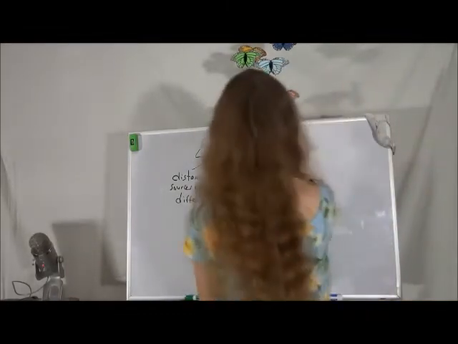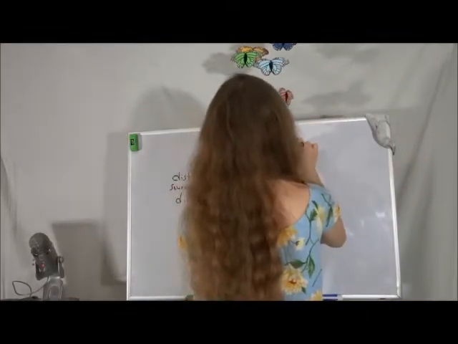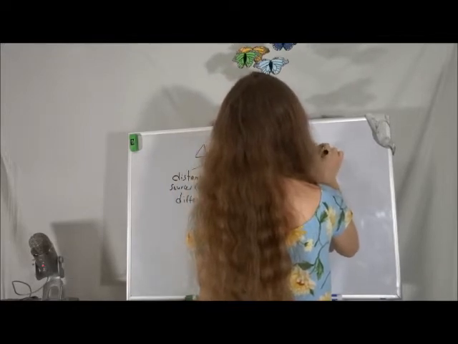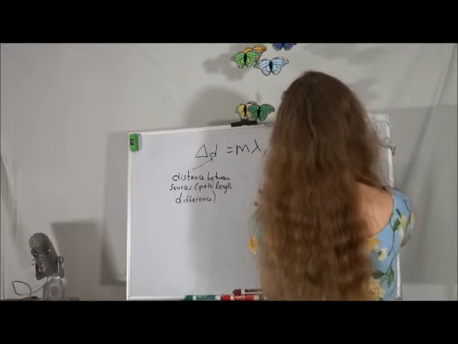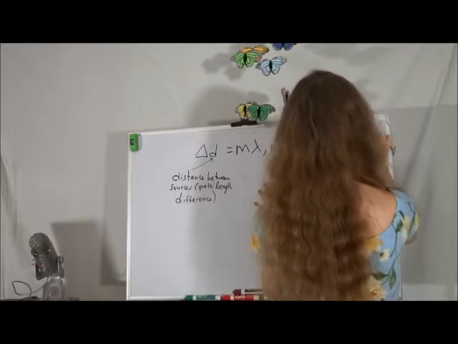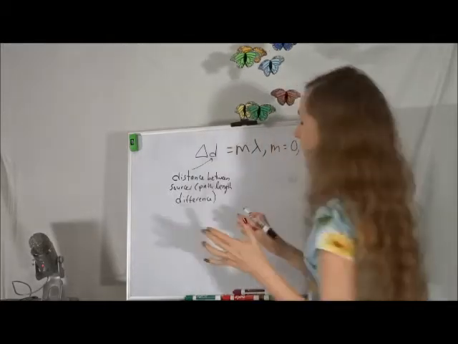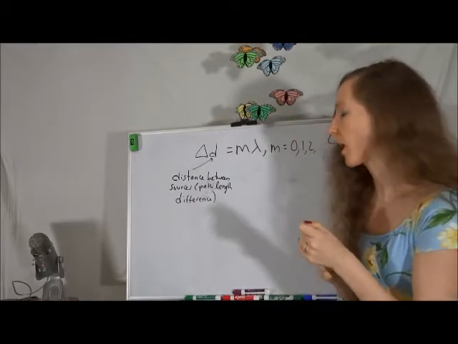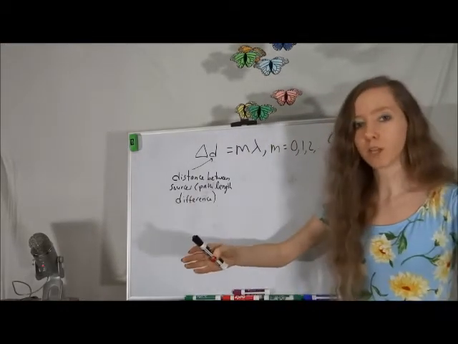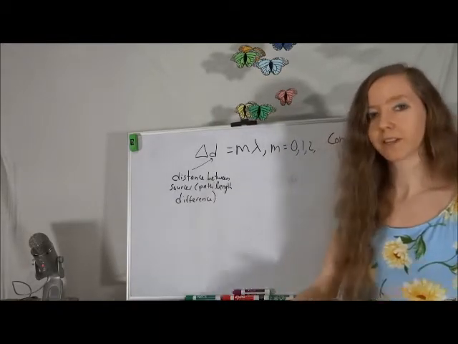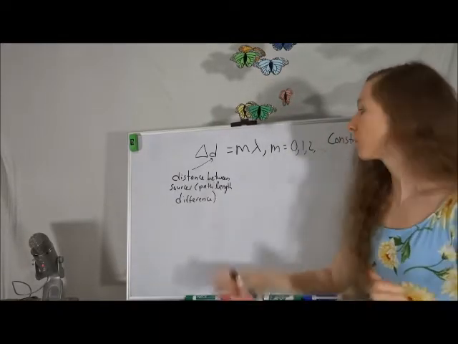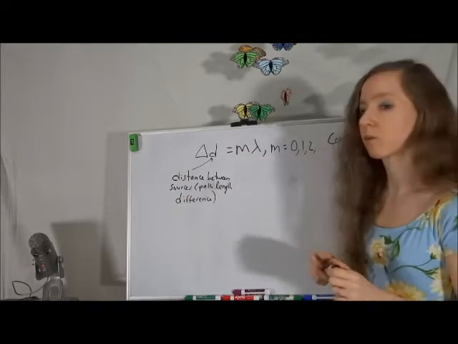So m equals 0, 1, 2, so on and so forth. This is constructive interference. Because you can think, if we were one wavelength apart and then we moved them another wavelength apart, that's still going to be constructive interference because you have a whole wavelength and then another whole wavelength for two. So any integer multiple is going to work.